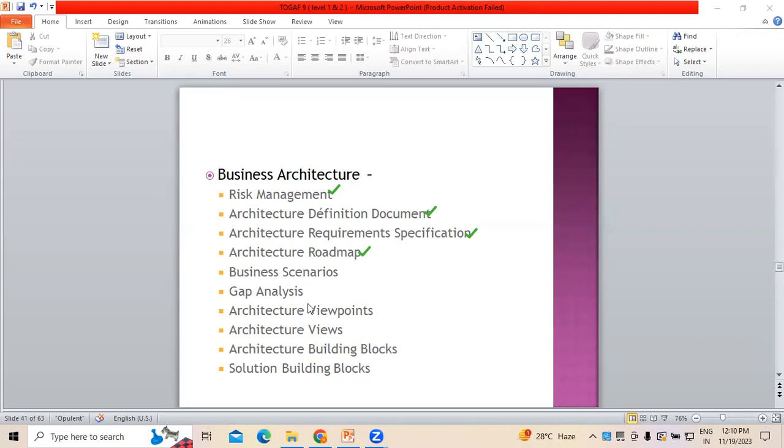At the same time, we must mention the business scenarios. What are the different business scenarios which are essentially involved as far as the solution we are going to develop is concerned? Different business scenarios play a vital and important role in understanding this.